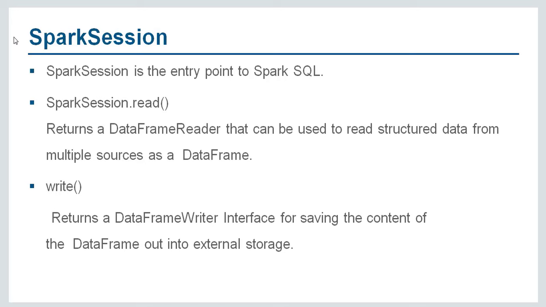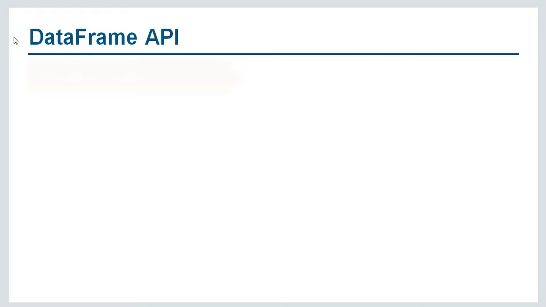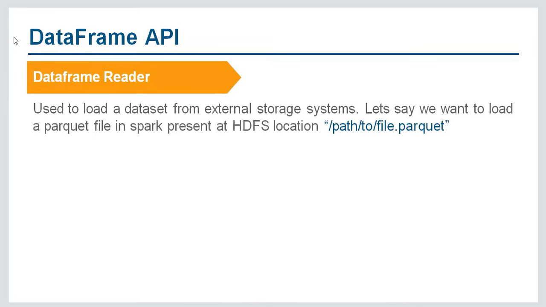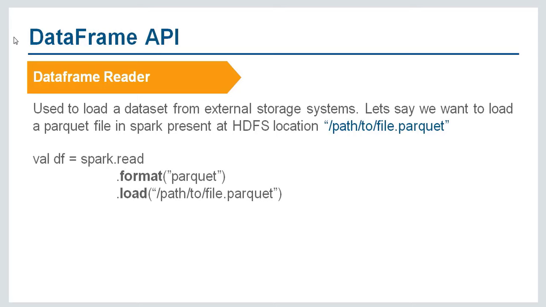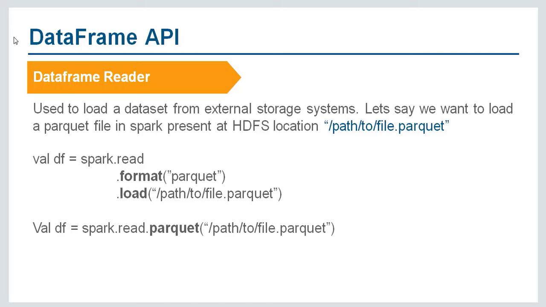Let's talk more about DataFrameReader and DataFrameWriter. DataFrameReader is used to load a dataset from an external storage system. For example, we want to load a Parquet file in Spark which is present at some location. So we will say spark.read.format.load. .format is used to specify the format of the file we want to read, and .load is used to specify the location of the file path. We can also read the same file using spark.read.parquet, providing the file path. This is how we can use a DataFrameReader.